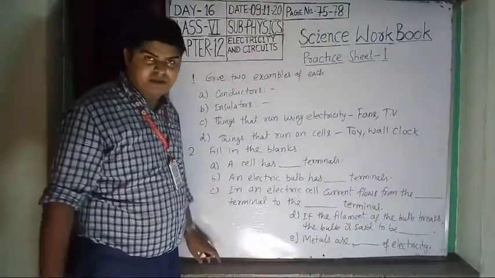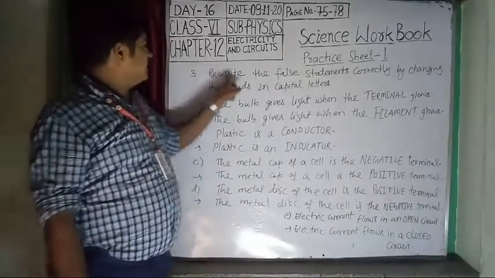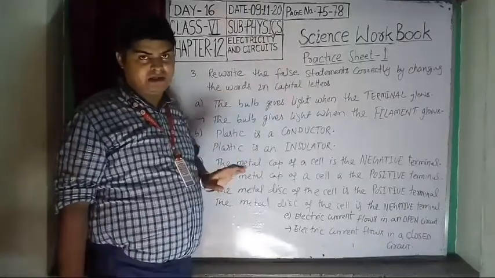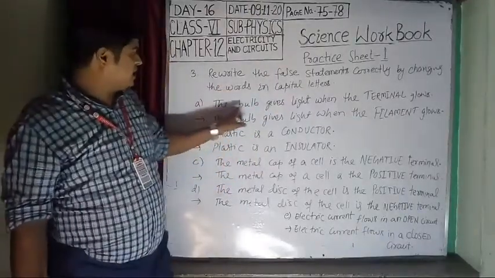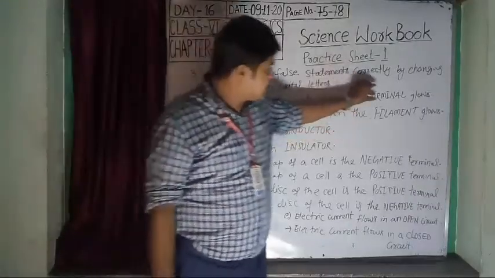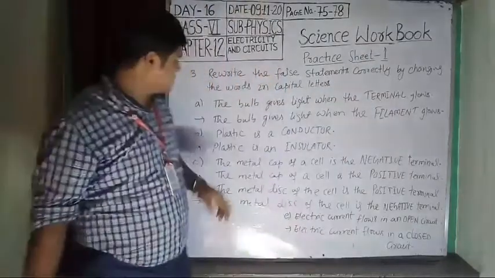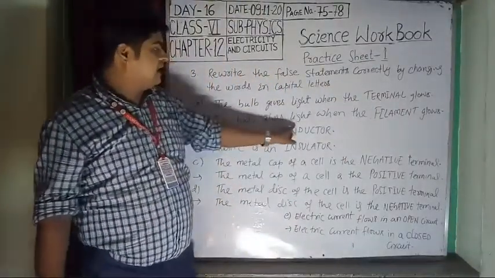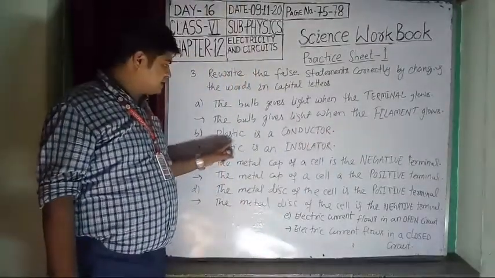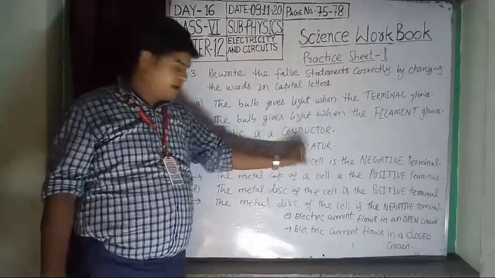Now let us see question number 3. Rewrite the false statement correctly by changing the words in capital letters. See A: the bulb gives light when the terminal glows. That means the capital letter word is wrong, and you will correct it. So the bulb gives light when the filament glows. B: plastic is a conductor. Plastic is an insulator.